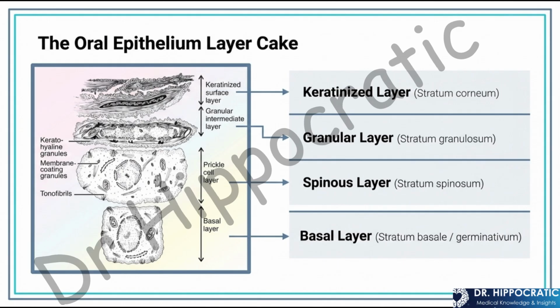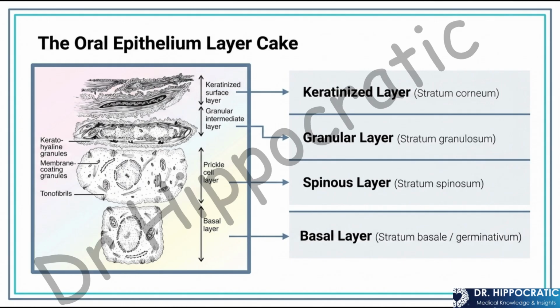The foundation layer reads, basal layer, stratum basale germinativum. So the stratum basale is a single layer of cuboidal cells resting directly on the basal lamina, which is the basement membrane separating the epithelium from the connective tissue core. And what does germinativum mean here?